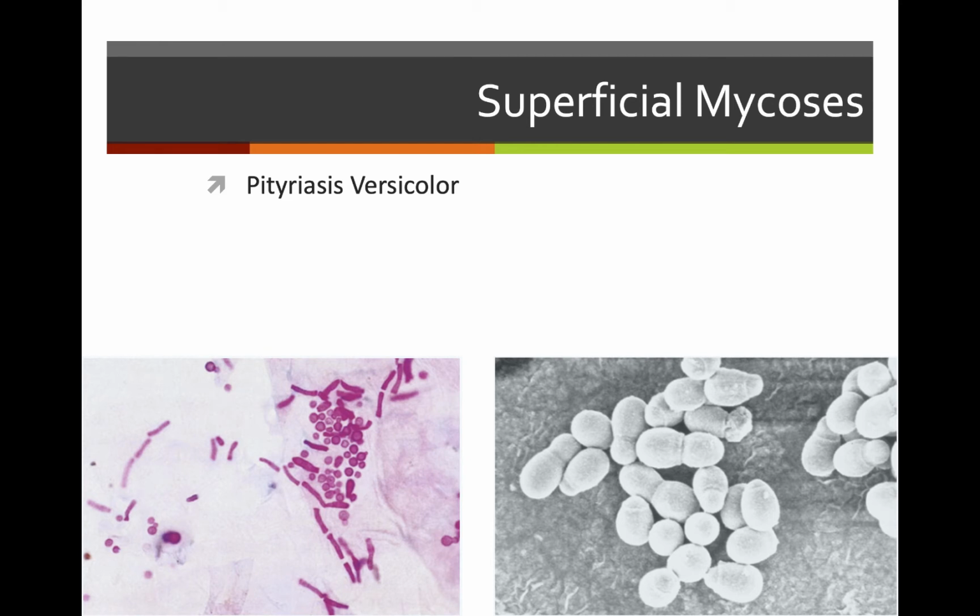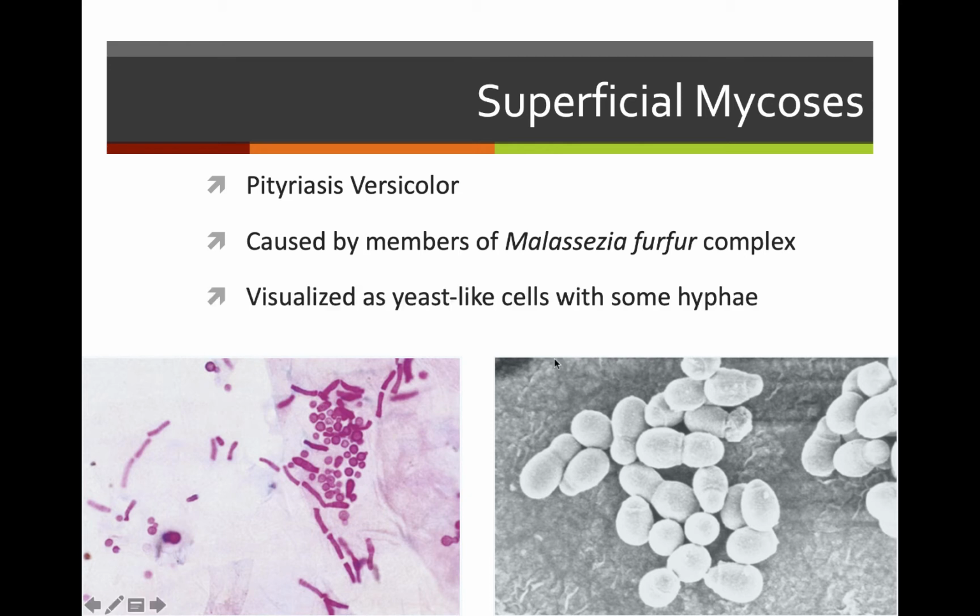You can see kind of a little combination of yeast and more elongated forms. Here is what they look like under electron microscopy. And you can see the budding. This is budding that's occurring. Here's a larger cell with the bud beginning to form. These symptoms are caused by members of the Malassezia furfur complex. And as you can see in this left image, and as I pointed out already, they're going to be visualized as yeast-like cells with some hyphae mixed in.